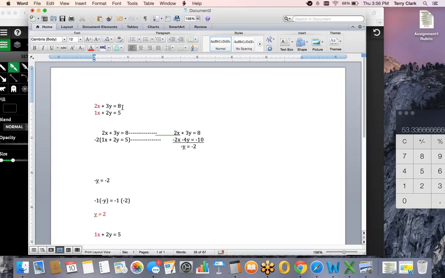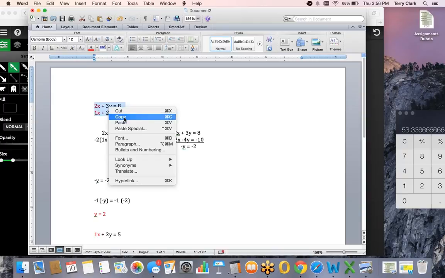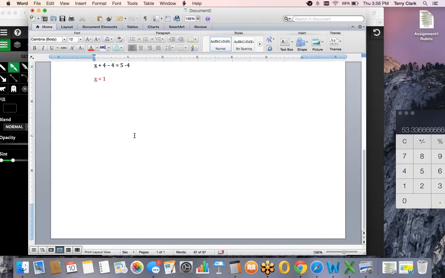Now I can go back and prove that. I'm going to take everything I got at the beginning, copy that, and bring it down to the bottom. I'm going to change the colors to all black, and then copy it again and plug in the values for x and y just to prove my work. So I said x was 1, so I'm going to put in 1 for all my x's.